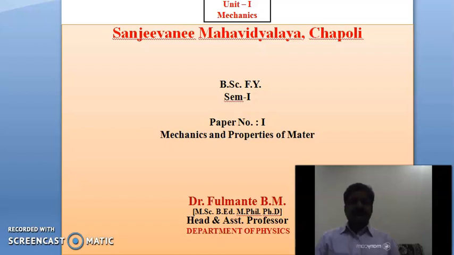In this chapter, we are interested in studying about the laws of mechanics, Newton's laws of motion. In this syllabus, Newton's laws of motion and Newton's law of gravitation, these also we have to study in detail.